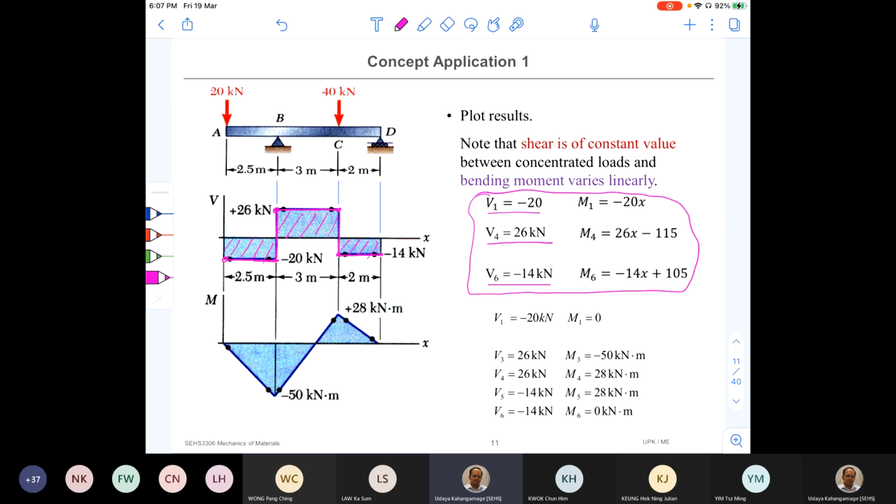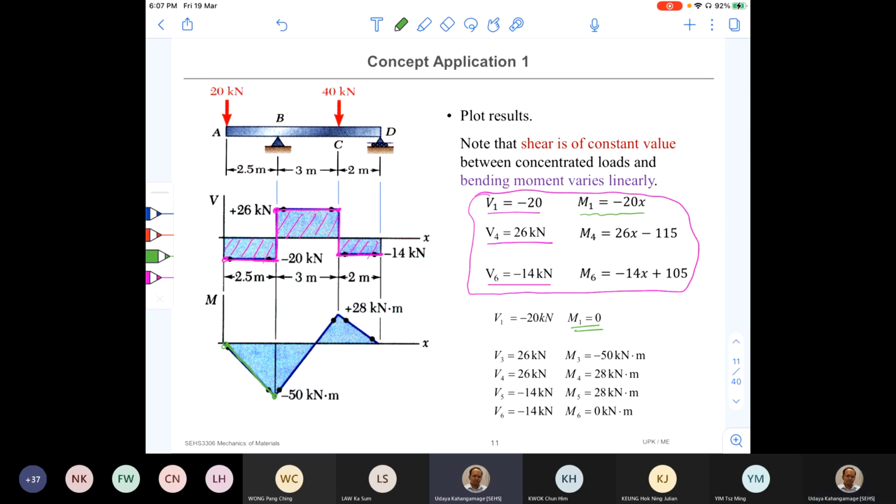Okay. And then look at the bending moment. From A to B, this is the function. When x equal to 0, M1 is 0. So here. When x is equal to 2.5, you substitute the 2.5. Then you find that it is 20 into 2.5, negative 50. So I mark here, negative 50. So the variation is linear like this.